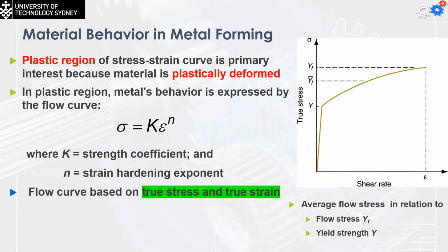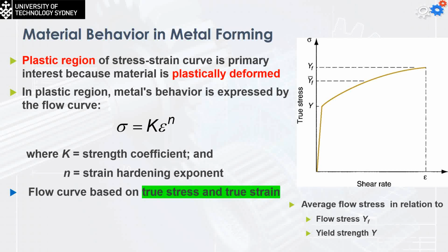The plastic region of the metal behavior is expressed by the following curve: sigma is equal to K multiplied by epsilon to the power n. K is the strength coefficient, with a different value for different materials, and n is the strain hardening exponent for the material. The flow curve is based on the true stress and strain diagram we covered earlier. So we must pass the yield point to do the work. But the Y bar f is the most important point we have to follow, which is called the flow stress.